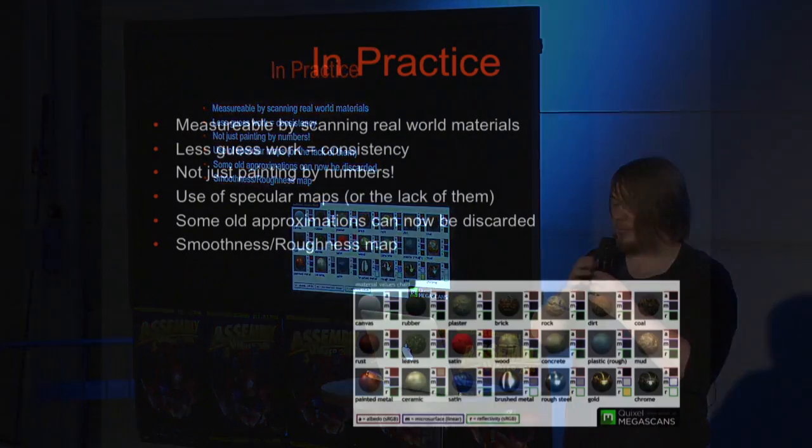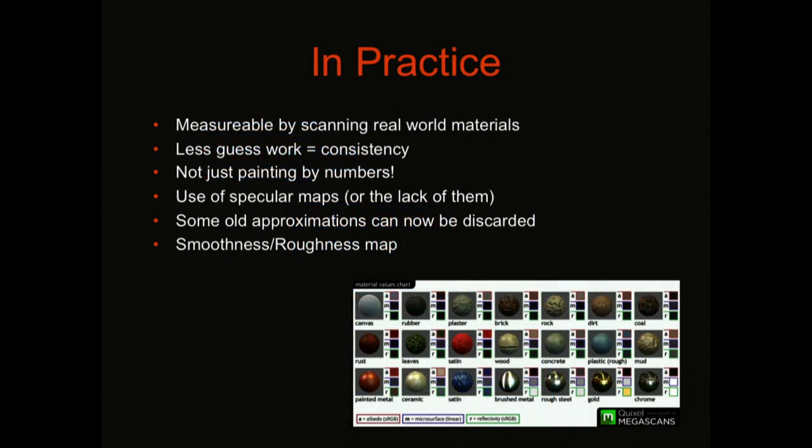So like I mentioned in the beginning, physically based rendering relies on real-world data or real-world values. Almost all of these are measurable somehow by scanning real-world materials. The scanned data leads to less guesswork for artists, and it also leads to consistency between artists, since everyone has the same base to start creating their texture maps. But you need to understand it's not just painting by numbers, even though you have accurate data. There's also space for artistic freedom.